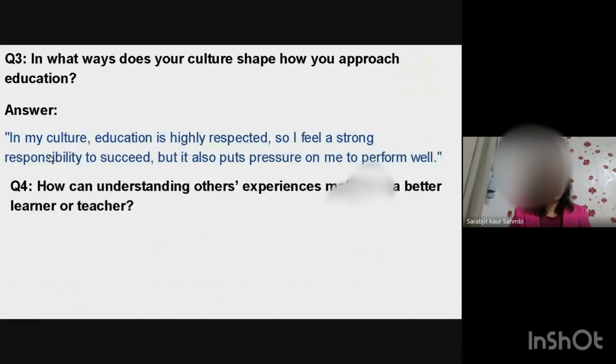Okay. We will go for question number 4. How can understanding others' experience make you a better learner or teacher? So now you're going to answer me. How can understanding others' experience make you a better teacher?